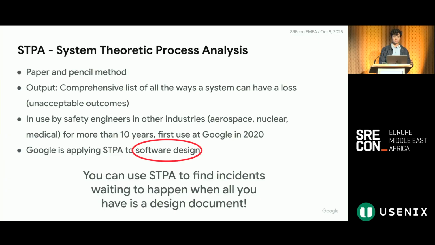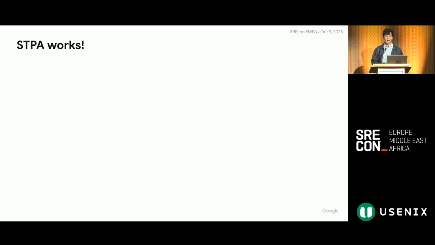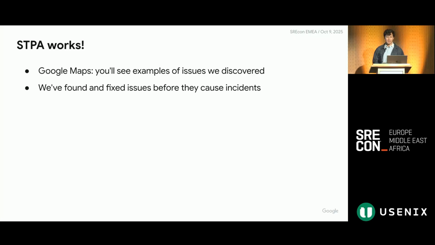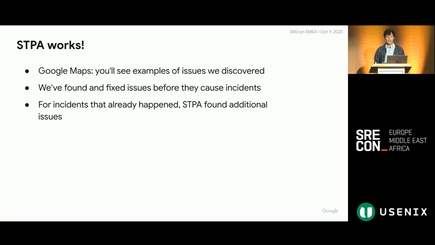So the question now is, I'm sure you guys are thinking this, does this actually work? And our answer is yes, it does work, of course. Otherwise, we wouldn't be giving this talk. Now, Google Maps was one of the earliest adopters of STPA, and so we're going to demonstrate some examples that come from Google Maps. And we've been able to find and fix the issues before they caused those incidents, both on designs on paper and on mature systems within Google Maps. Now, even when STPA finds an incident scenario that has already happened, it often reveals additional factors that might have only been partially addressed in the previous postmortem.